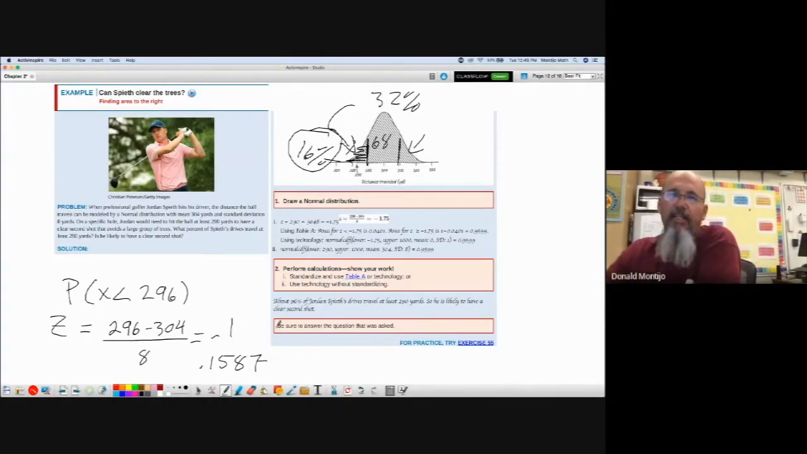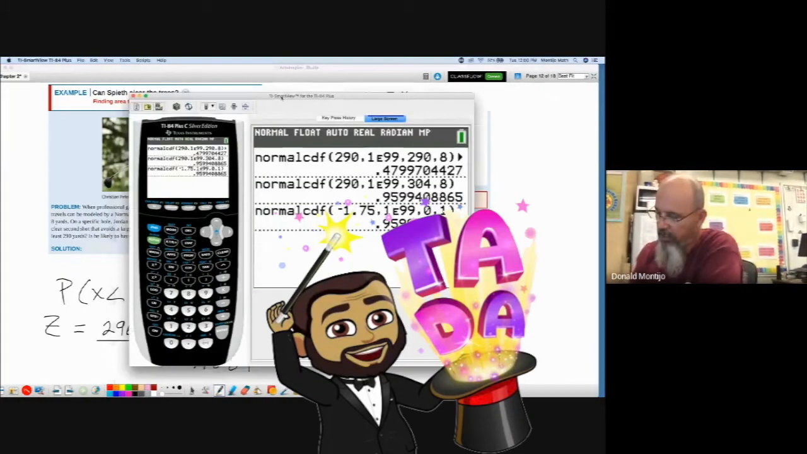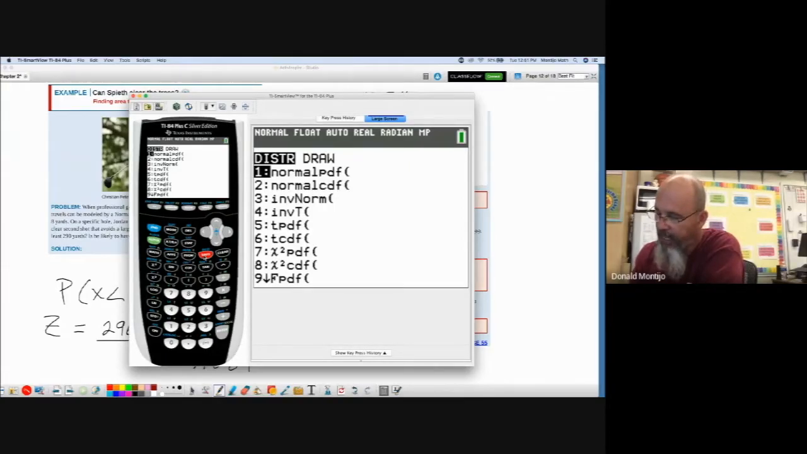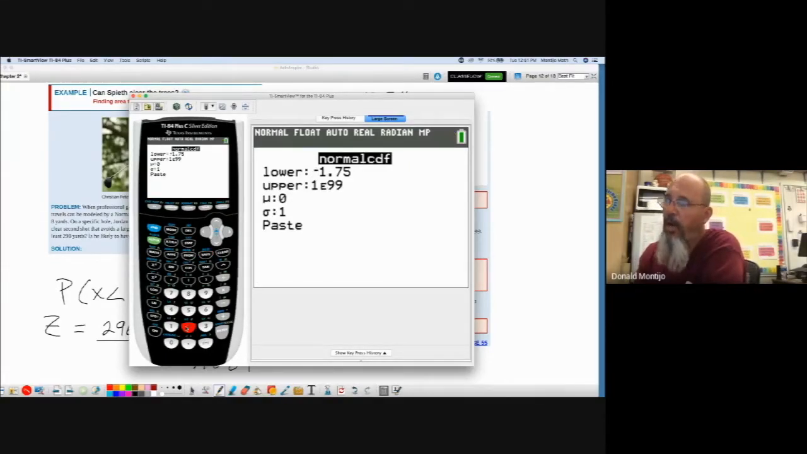0.1587, which is 15.87%. And guess what? If we went to the calculator, I wonder what we would get. Let me find the calculator. I lost that thing again. Let's clear out this calculator since we've got a bunch of stuff in there. Now again, second VARS distribution, I want normal CDF. We never use normal PDF. I want from negative infinity all the way up to 296. And again, his mean drive was 304, and the standard deviation of all of his drives was 8.